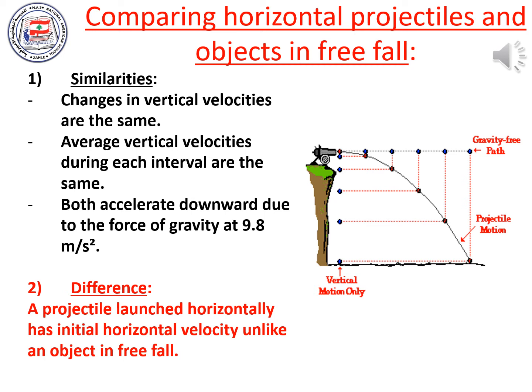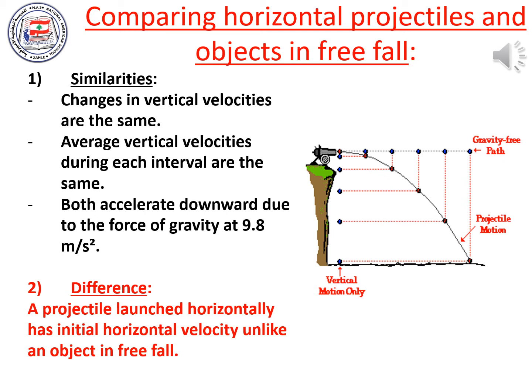The first one is that the changes in vertical velocities are the same. So their vertical velocity is the same at each instant because it increases, it begins as 0 in both. So the initial vertical velocity is 0 and it increases according to the acceleration due to gravity. So the effect on their vertical velocities is the same. The average vertical velocities during each interval are the same, and both accelerate downward due to gravity at 9.8 meters per second squared, which is, of course, on Earth. So the acceleration due to gravity on Earth is 9.8 meters per second squared. So they both accelerate at the same rate because the only force acting on both of them is gravity.